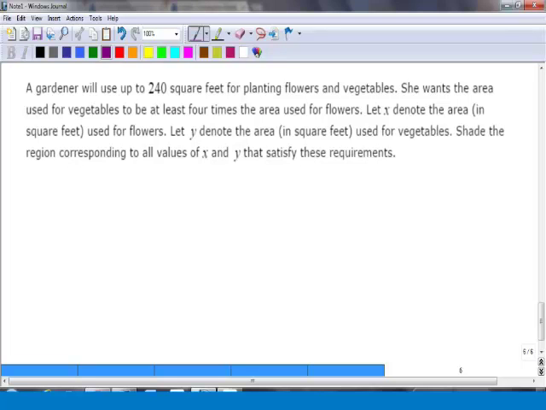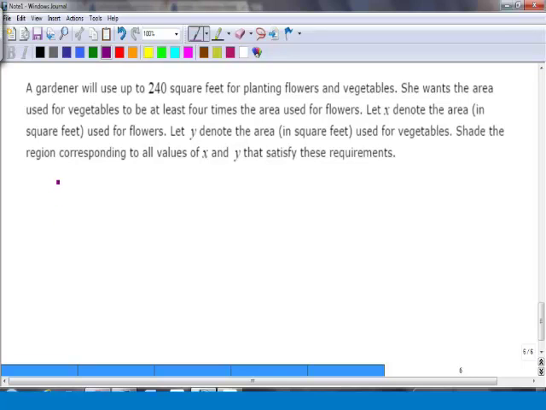She wants the area used for vegetables to be at least 4 times the area used for flowers. Let X denote the area in square feet used for flowers. Let Y denote the area in square feet used for vegetables. And shade the region corresponding to all values of X and Y that satisfy these requirements. Now, I'm thinking maybe there are 4 linear inequalities that we're going to have to use, and I'm wondering if Alex is going to interpret it this way.